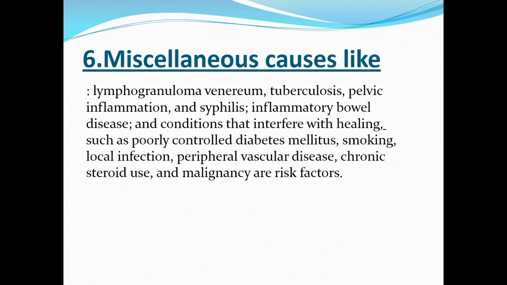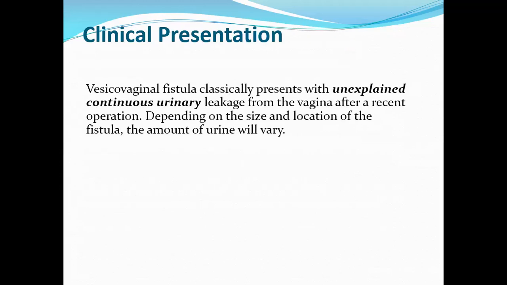Miscellaneous causes: any disease characterized by invasion of the surrounding tissue and interference with normal tissue may result in fistula, for example, lymphogranuloma venereum, tuberculosis, pelvic inflammation, Crohn's disease, and so on. All these are risks for fistula formation. The clinical presentation: vesicovaginal fistula usually presents with unexplained continuous urinary leakage from the vagina, usually after a recent operation, like a patient who had a hysterectomy a few days ago, or after difficult labor, like a patient who says she had obstructed labor 5 days ago, but she has unexplained continuous urinary leakage.